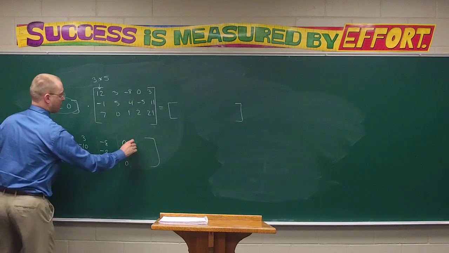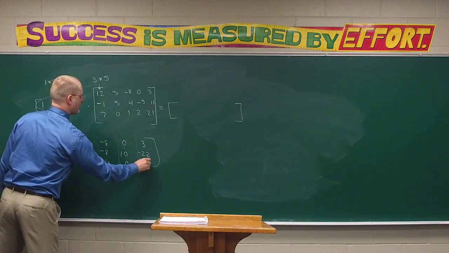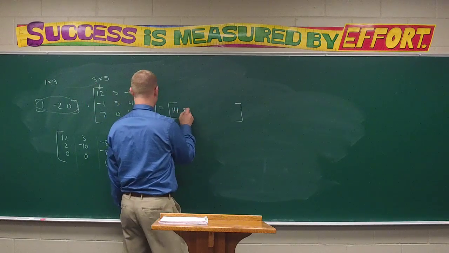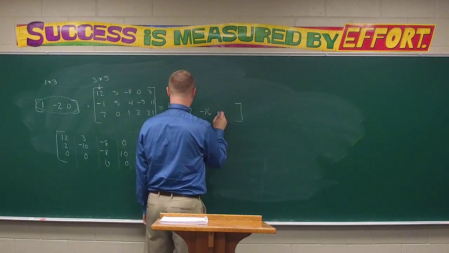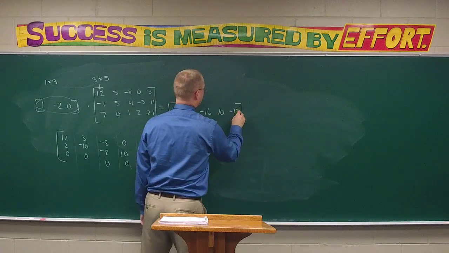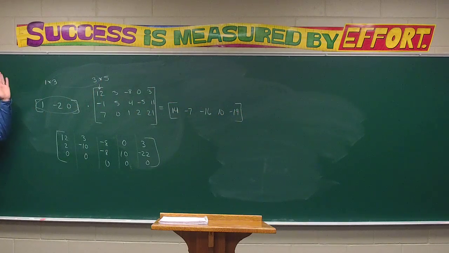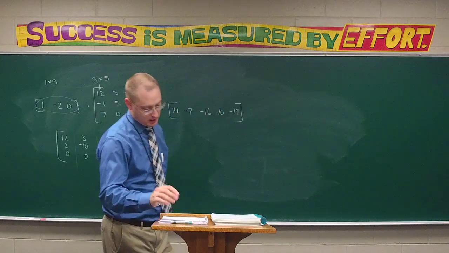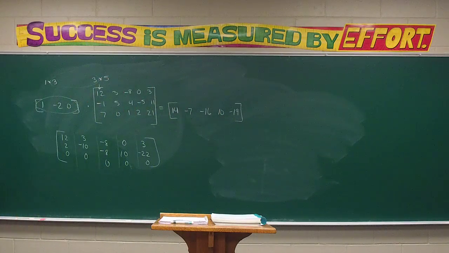And the last set, Genesis. 3, -22. And so, Kendall, when we put them all together, I think you gave me the answer last time, didn't you? And that's just how it worked out. Okay, go ahead. 14, -7, -16, 10, -19. And that's correct. How many had that for number 18? All right, questions? I want you to do number 20 now at your seats.